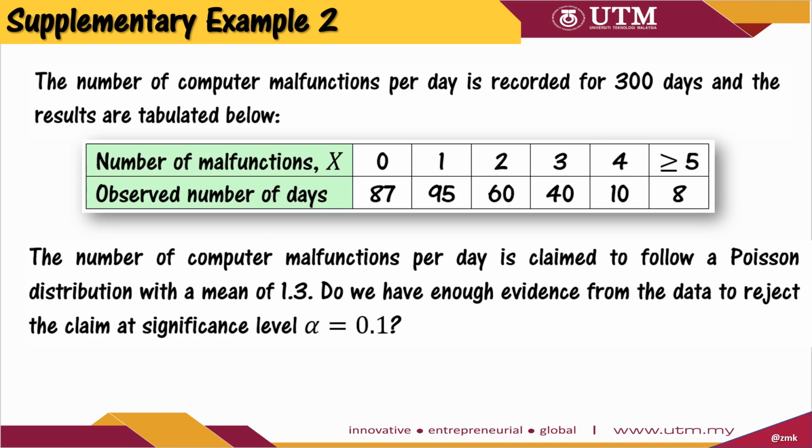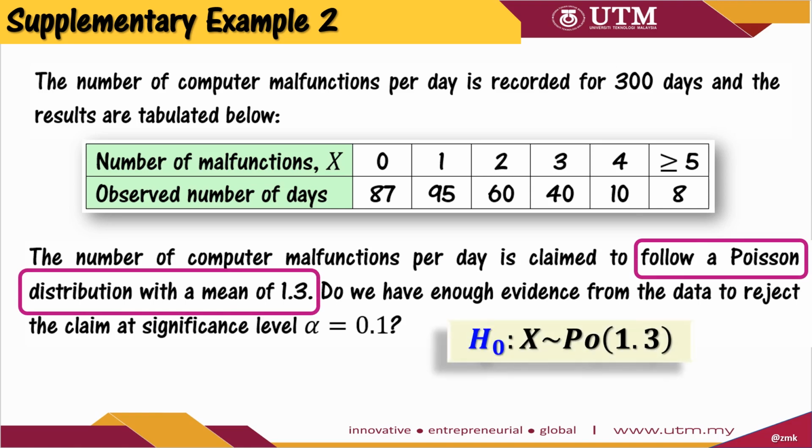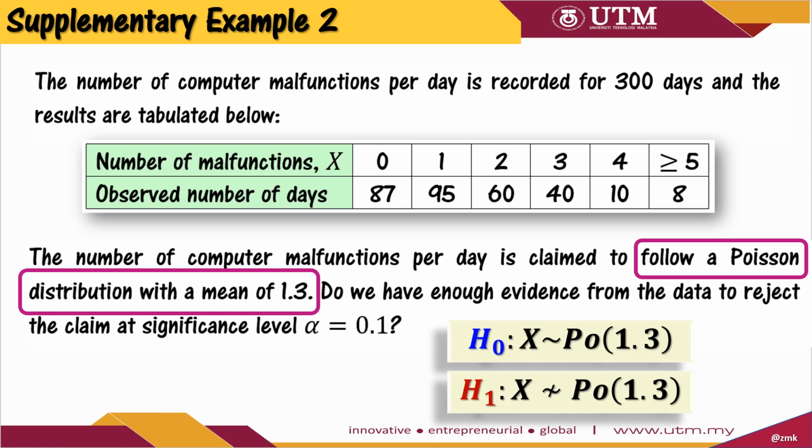Again, we have a goodness of fit test here, since we are to investigate if the sample data provide any evidence to reject the claim that the computer malfunctions per day follow a Poisson distribution with a mean of 1.3. Therefore, under the null hypothesis H0, the number of malfunctions denoted by X is assumed to follow a Poisson distribution with mean 1.3 per day, whereas under H1, X does not follow the assumed Poisson distribution.